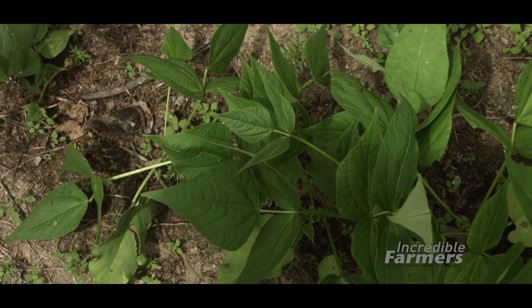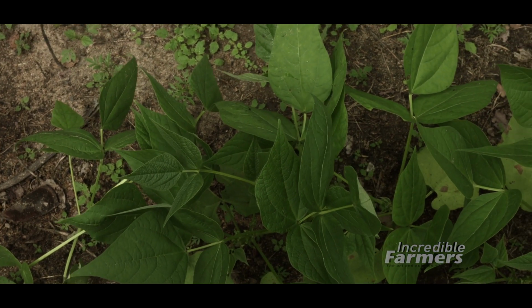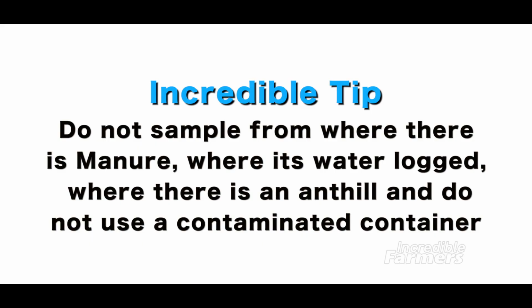There are 4 things which you don't have to do when you are doing soil sampling. Number 1, don't take where there is manure. Number 2, don't take where water logs. Number 3, don't take where there is an anthill. Number 4, don't use contaminated containers.